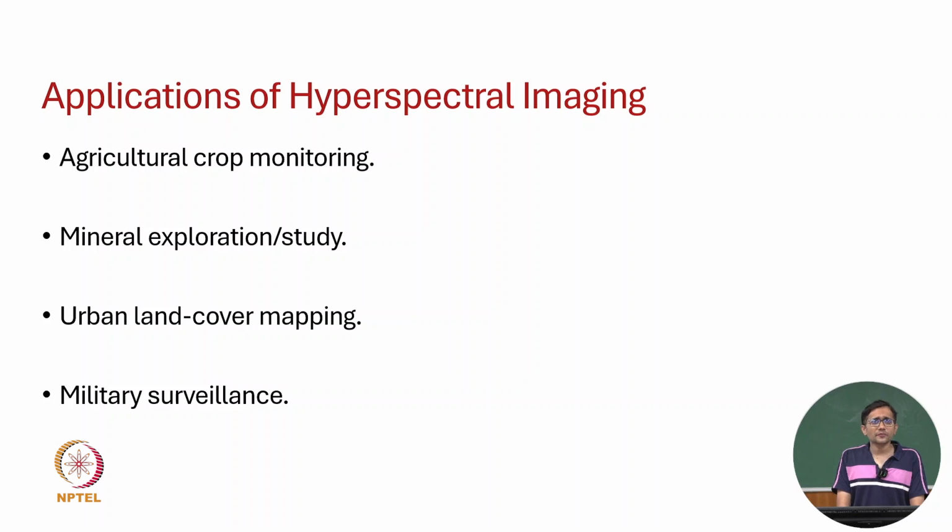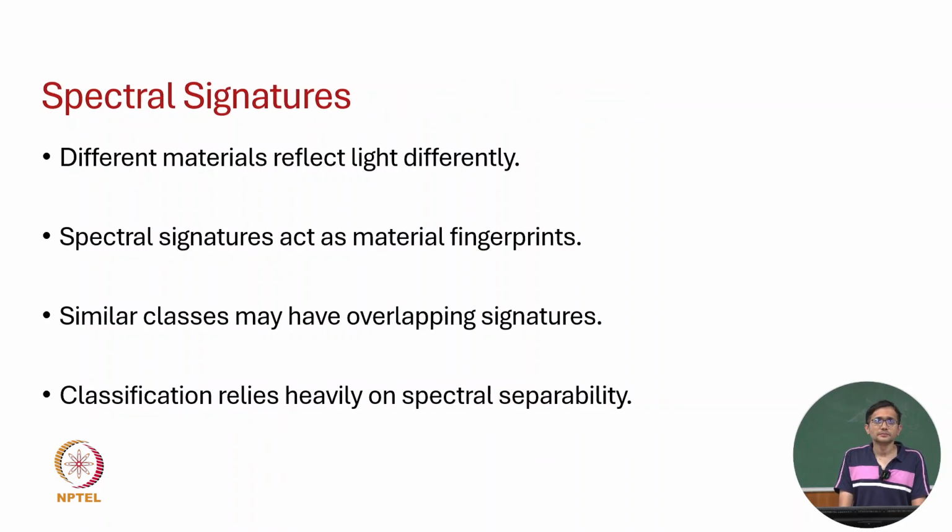Similarly, it's very useful in military surveillance applications. Again, due to its capability to identify materials, this can help in tracking different materials of military interest. Different materials reflect light differently. The spectral signatures act as a material fingerprint.